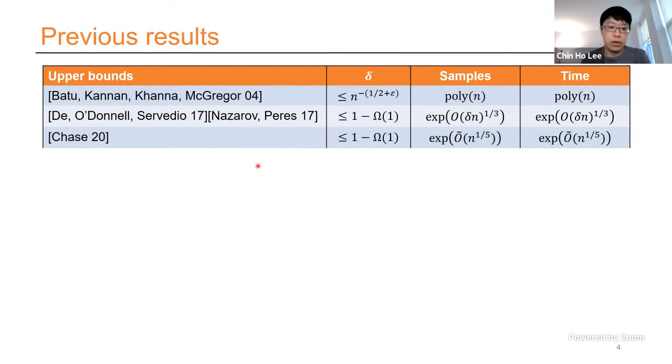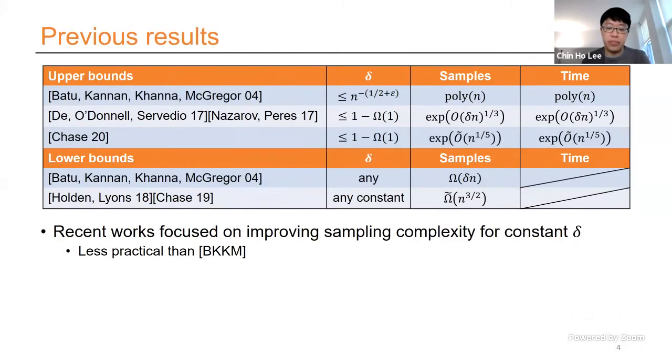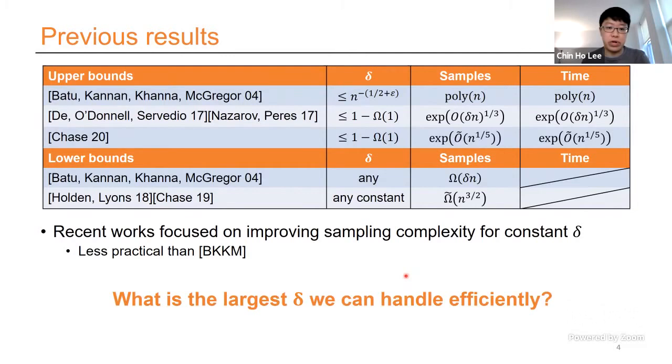In terms of lower bounds, in the original work by BKKM, they show that for any deletion rate delta, you need roughly delta n samples. And then in another work, Chase, building on the work of Holden and Lyons, showed that for any constant deletion rate, you need a polynomial number of samples. So you can see that all these recent works have been focusing on improving the sample complexity and the runtime for constant deletion rate. They are essentially less practical than the BKKM algorithm, which runs in polynomial time. So in this work, we ask the following question. Suppose we insist on the algorithm being efficient, then what is the largest deletion rate that we can handle?